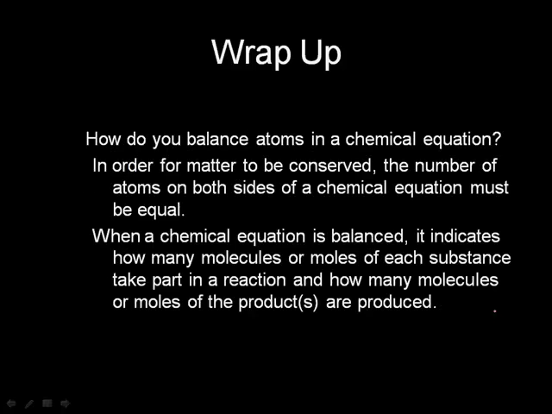So how do you balance atoms in a chemical equation? In order for matter to be conserved, the number of atoms on both sides of the chemical equation must be equal. When a chemical equation is balanced, it indicates how many molecules or units or moles of each substance take part in the reaction, and how many molecules or moles or units of products are produced.